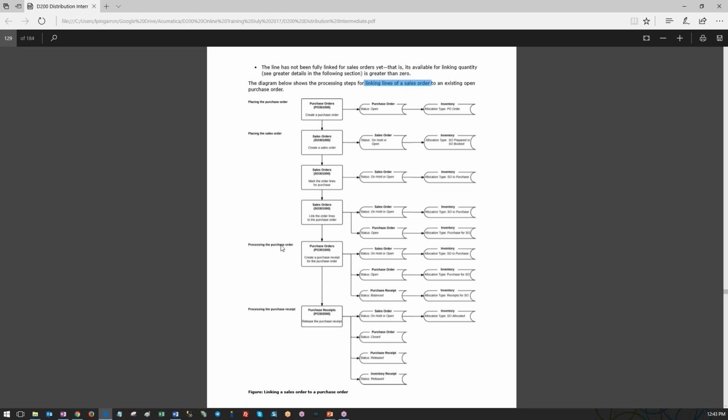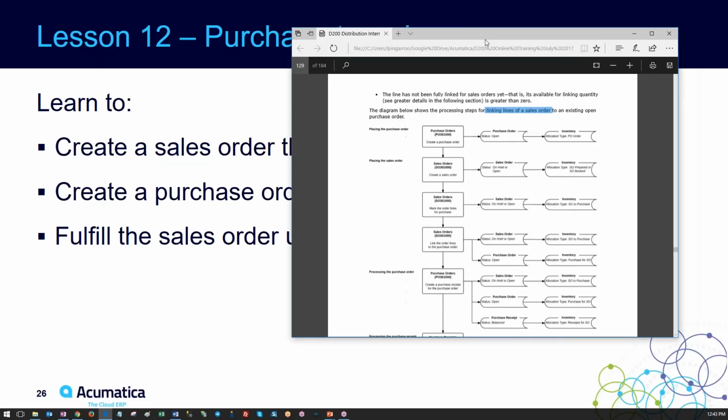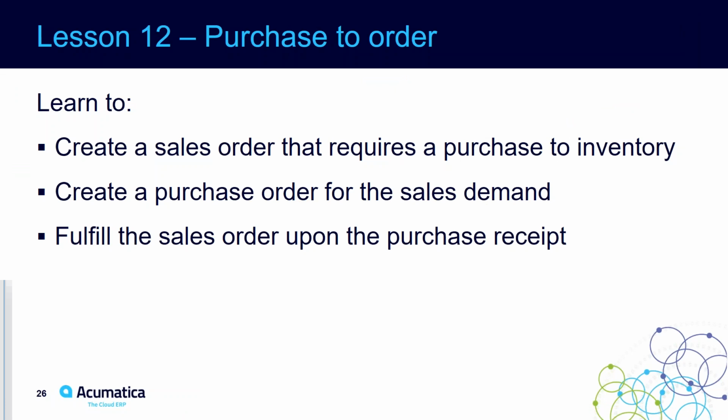Once we do that, we process the purchase order, and then when we release the purchase receipt, the sales order that was manually linked will be available to process the corresponding shipment. Okay, so with that said, we can continue to the next steps.